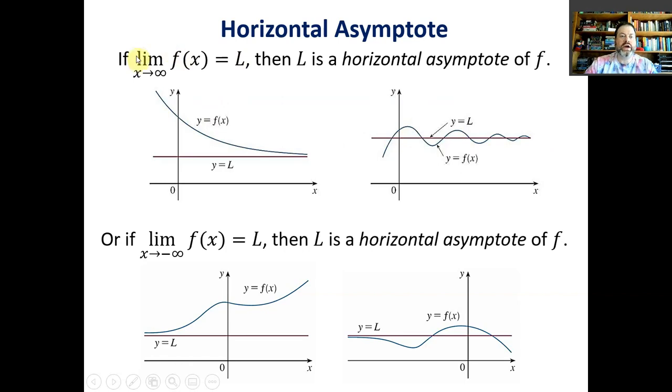So as you move to the right, the limit as x gets bigger of the function is L. So here as x gets bigger, we get closer to the line. Here as x gets bigger, we get closer to the line. And here we can go the other direction. As x gets smaller, closer to the line. So it doesn't matter what direction you're moving. As long as one of the limits exists, it's a horizontal asymptote. If both exist, they could be the same horizontal asymptote or they could be different.